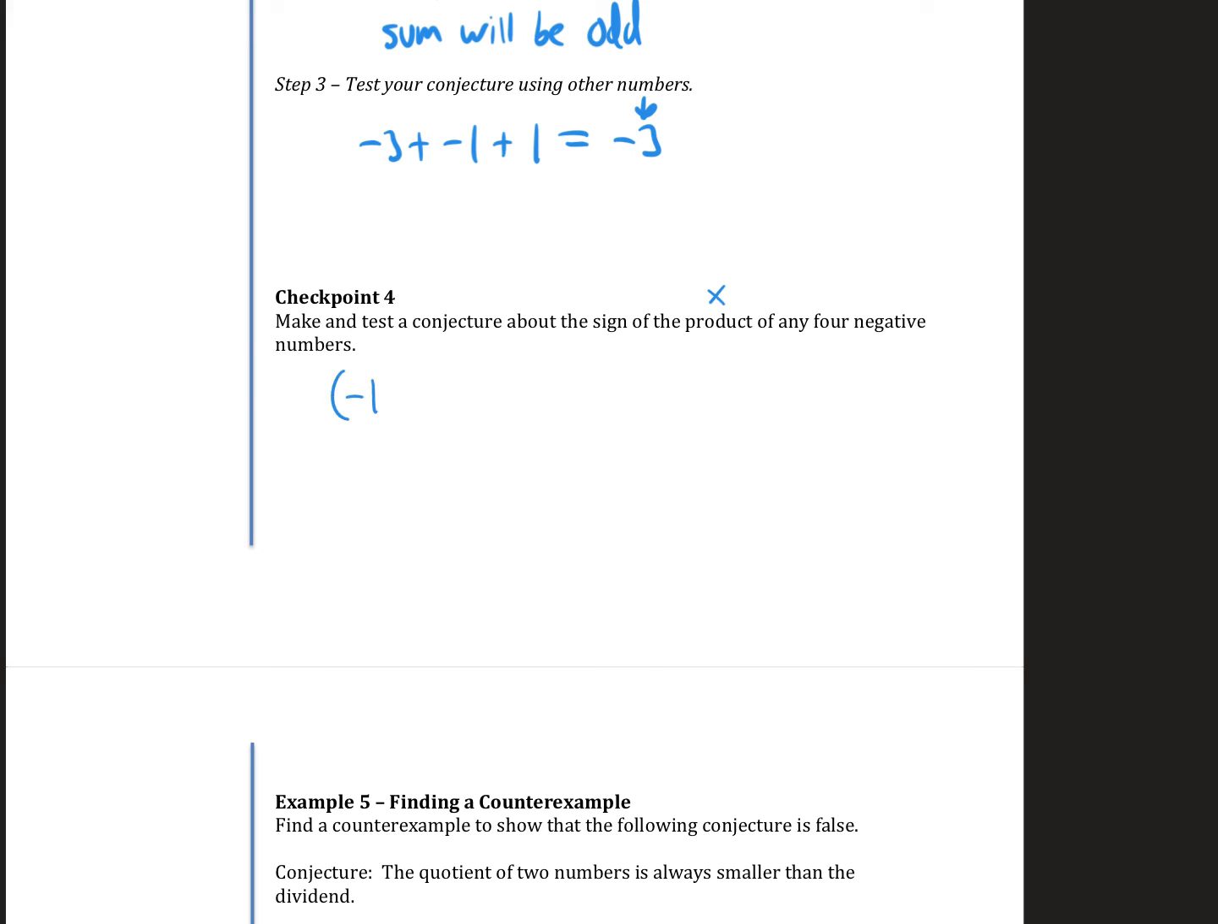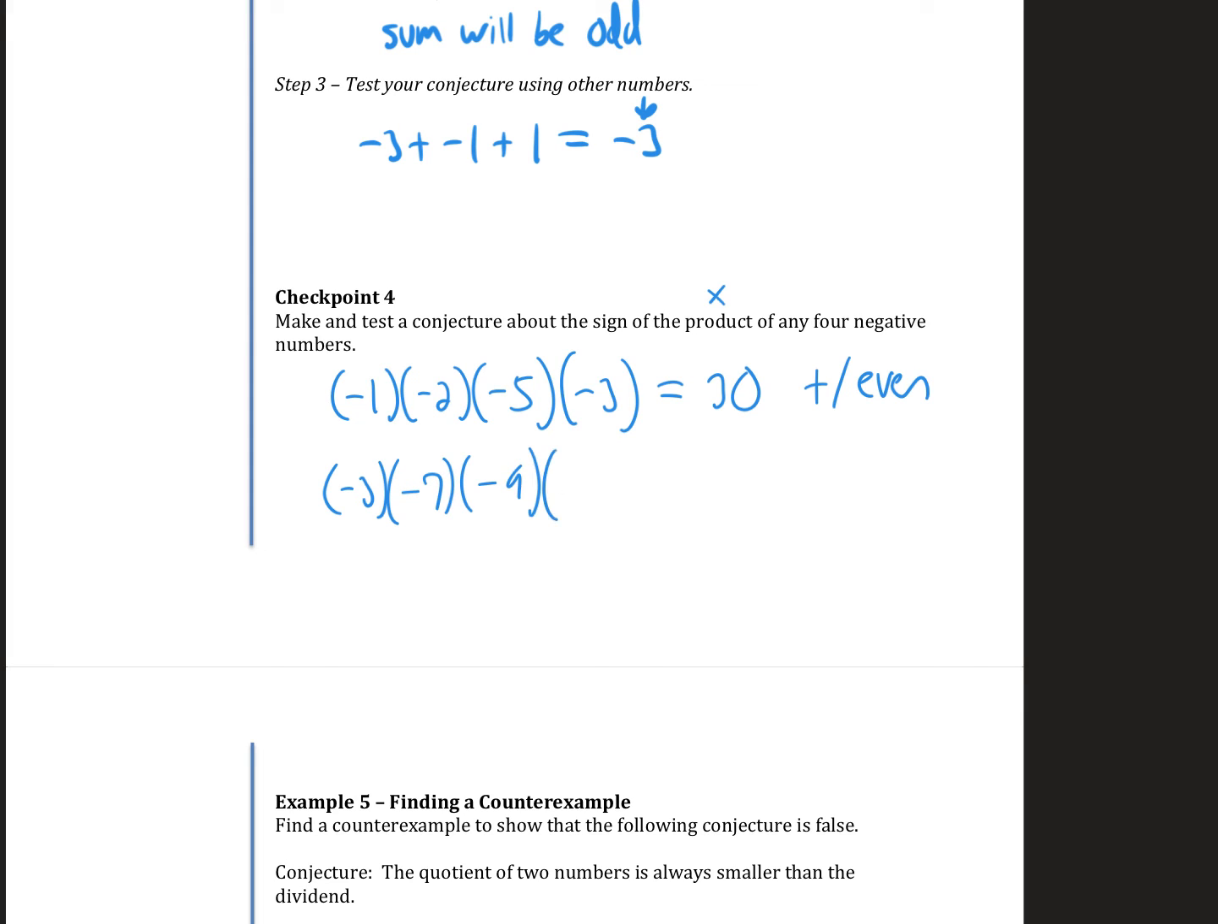We have -1. We have -2. We have -5. And we have -3. Okay. And it looks like that equals 30. So that is both positive and even. So it's positive and even right now. Let's try some other numbers here. I'm going to make these up. Let's try -3, -7, -9, and -1. Let's try this.